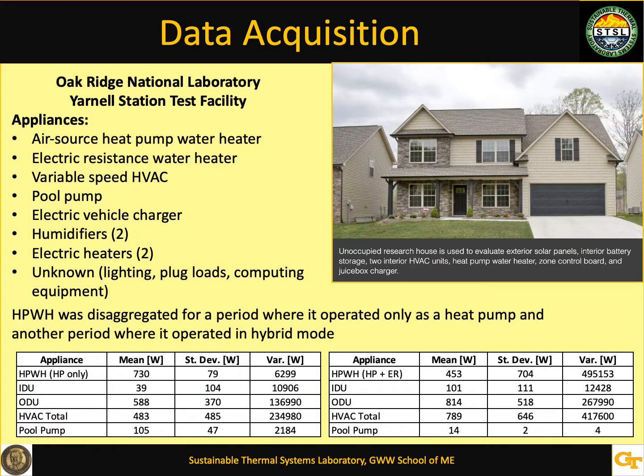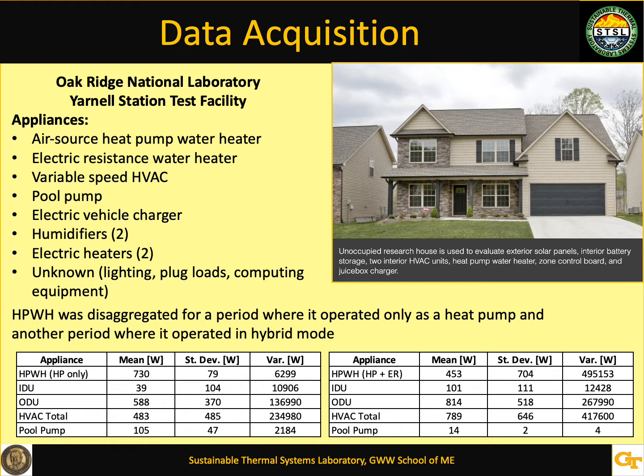The data used in this study were gathered at the Oak Ridge National Laboratory Yarnell Station Test Facility. Devices present in the house include a heat pump water heater, electric resistance water heater, HVAC system with a continuously variable compressor and fan, a pool pump, an electric vehicle charger, 2 humidifiers, and 2 heaters that simulate the presence of 2 occupants, and several unknown loads that include lighting, computing equipment, and miscellaneous plug loads.